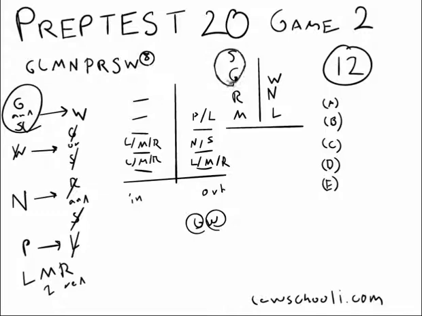All of a sudden, if these two are over here, that means W has to be over here as well. So there's no way to have W be on this outside. And that gives us our answer that W always has to be out. And that's E as the correct answer.